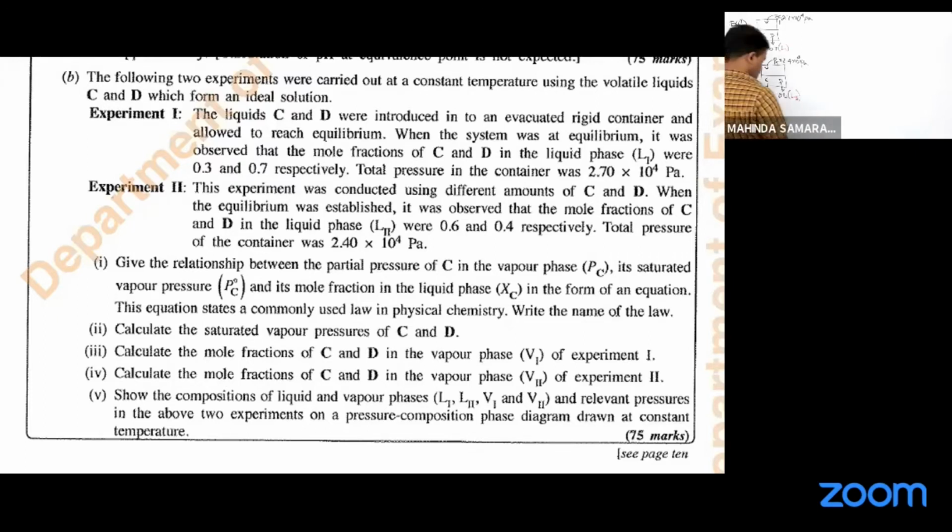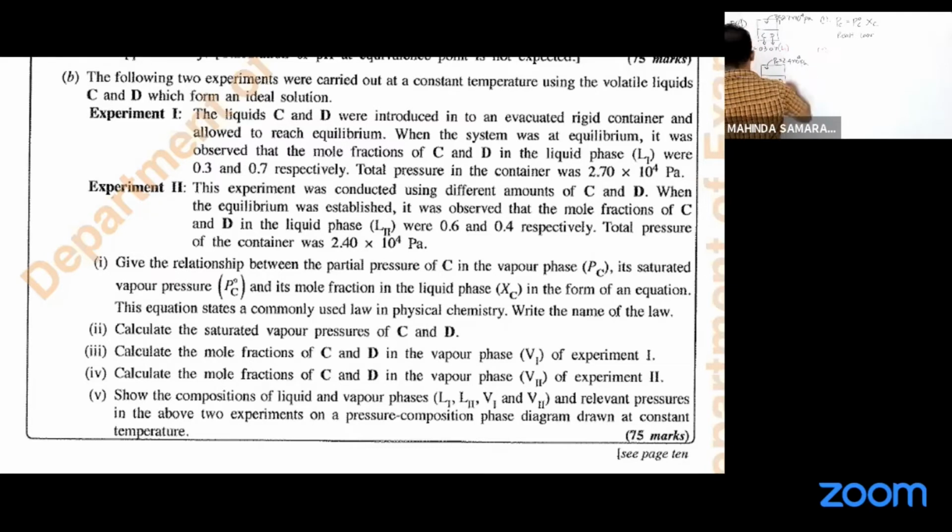Right. Let's go to the questions. First one: give the relationship between PC and P naught C. You know, PC equals P naught C into XC. XC is the mole fraction in the liquid phase. Write the name of the law. What is it? Raoult's law. Easy.